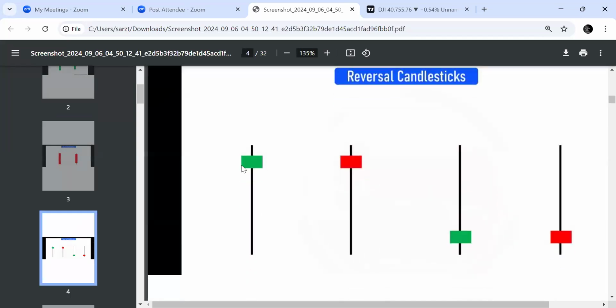And in wick size candles, we had discussed hammer, hanging man, inverted hammer, and shooting star. In simple terms, if the wick is big on the downside and small at the top, irrespective of candle color, either green or red, we take it as bullish. And if the wick is big on the upside and small at the bottom, irrespective of candle color, we take it as bearish.